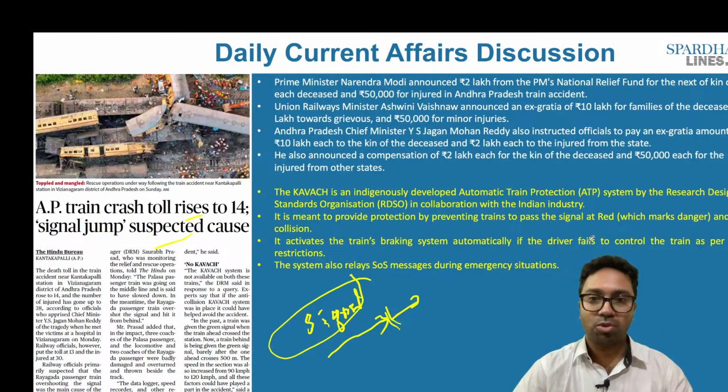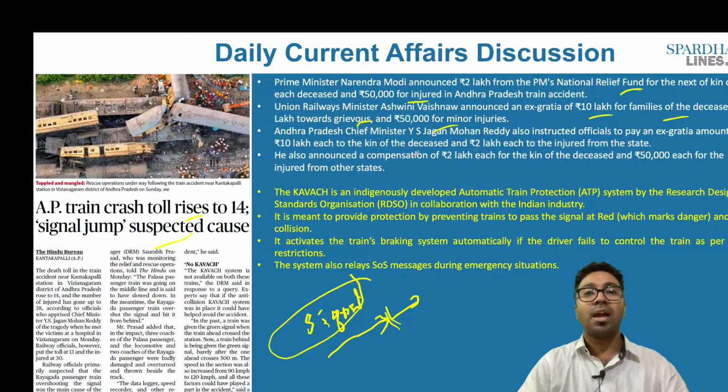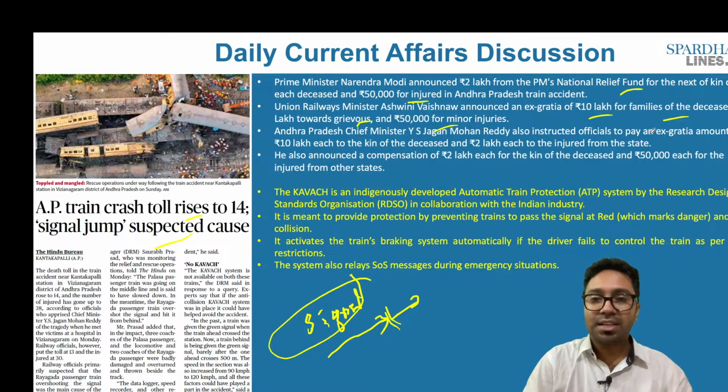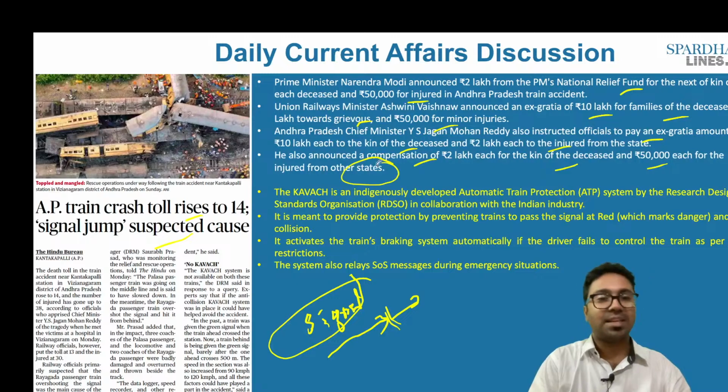So Prime Minister Narendra Modi announced 2 lakh from the PM's National Relief Fund for the next of kin of each deceased and 50,000 for the injured. Union Railway Minister Ashwini Vaishnaw announced an ex gratia of 10 lakh for families of the deceased, 2 lakh for grievous injuries and 50,000 for minor injuries. And the Andhra Pradesh Chief Minister instructed officials to pay an ex gratia amount of 10 lakh each to the kin of the deceased and 2 lakh each to the injured, and he also announced a compensation of 2 lakh each for the kin of the deceased and 50,000 each for the injured from the other states as well.